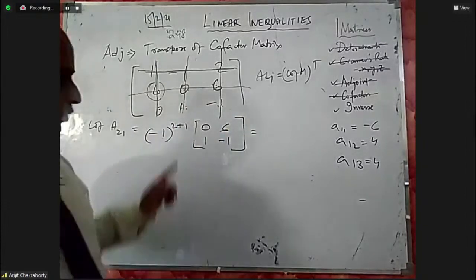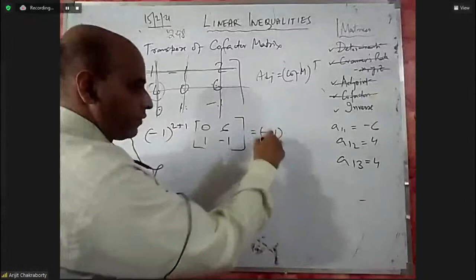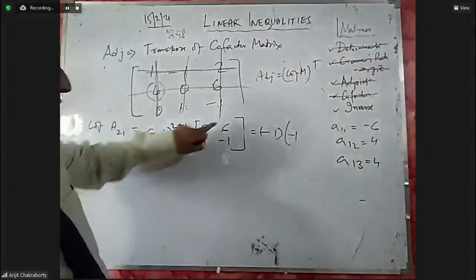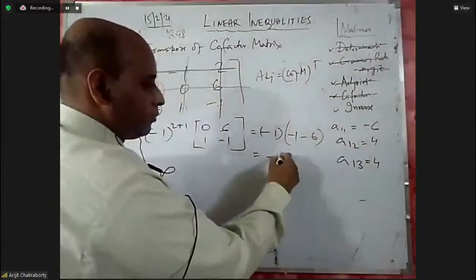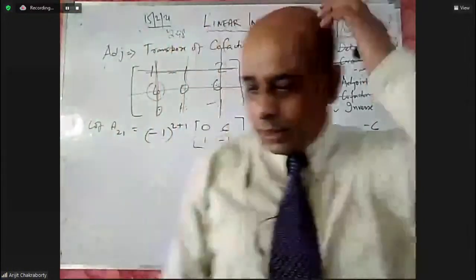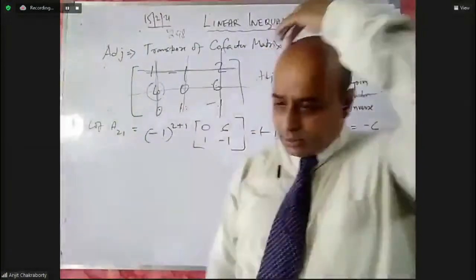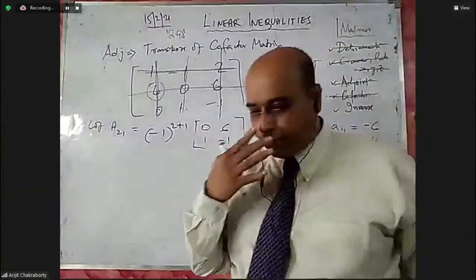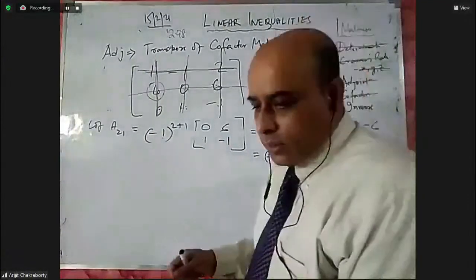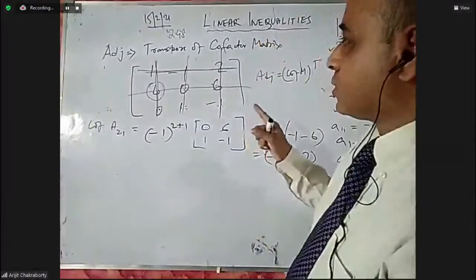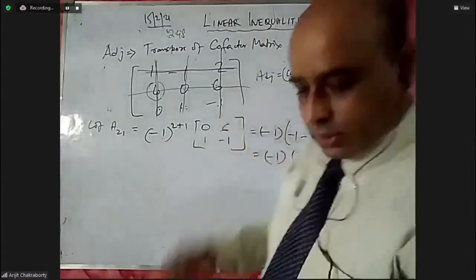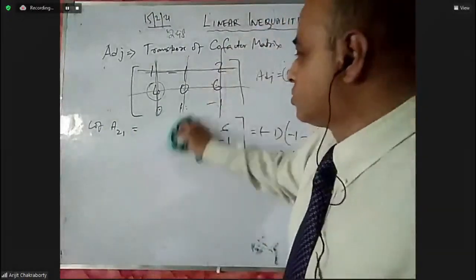Minus 1 to the power 3, 2 plus 1 is 3, so it is minus 1. 0 into minus 1, that is again minus 1. Minus 6 into 1, that is minus 6. So I'm getting minus 1 into minus 7, plus 7. Let me check once again, A21. No, we have taken the second row. Just a moment, I'll have to check it. No, there's a mistake in this step. I'll just do it once again.